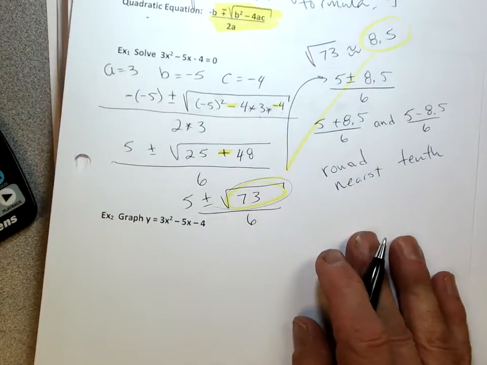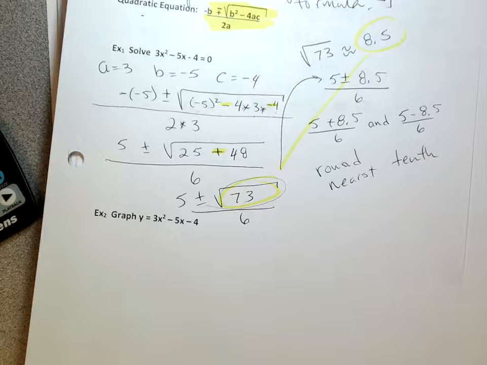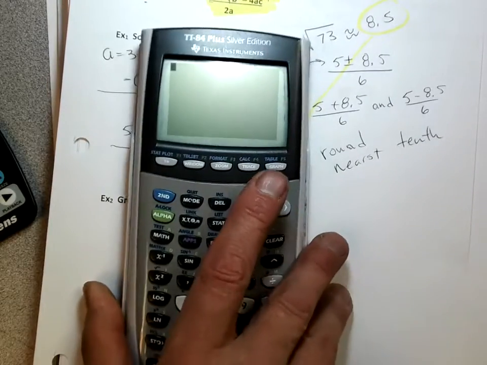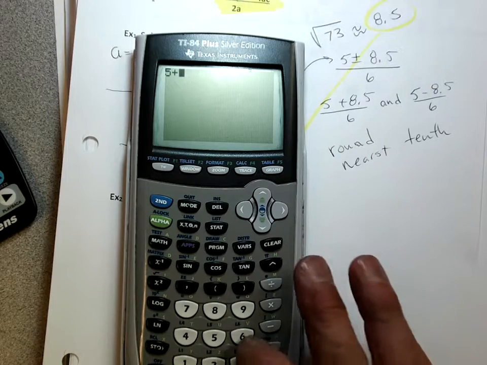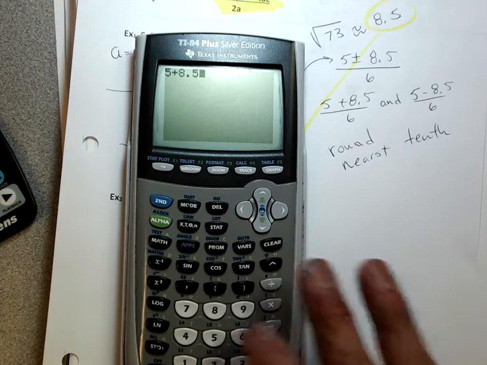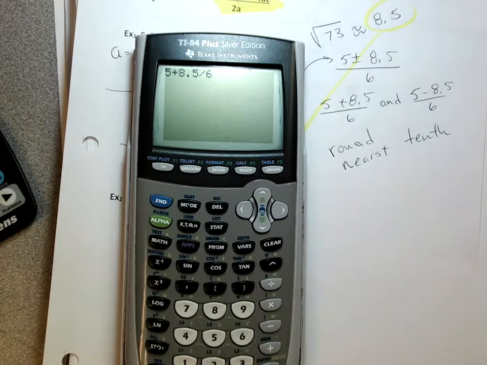Okay? Now you have to be a little careful with your calculator. And I'm going to do it wrong first so you can see why it's wrong. With my calculator, watch me do it wrong. 5 plus 8.5 divided by 6. What am I doing wrong? It's going to do the division first. It's going to only divide the 8.5 by 6, right? That's all it's going to do. It's going to take this, divide it, and then add 5 to it. We do not want that. This is not my answer.